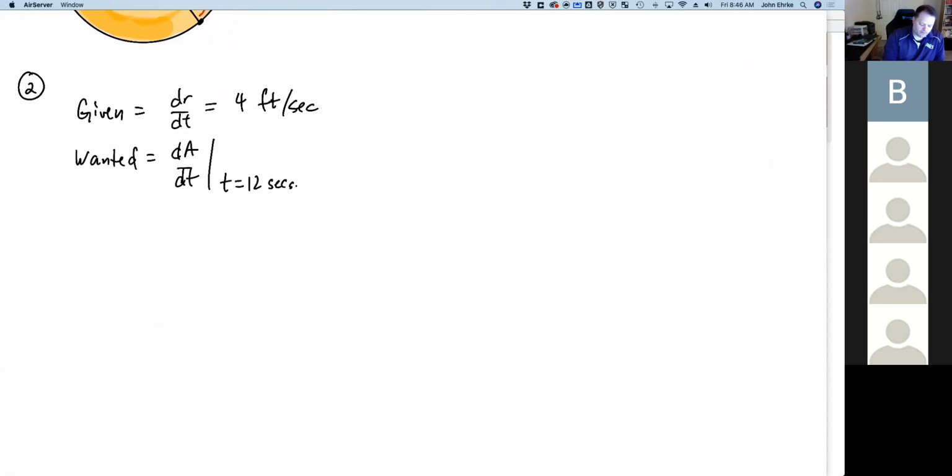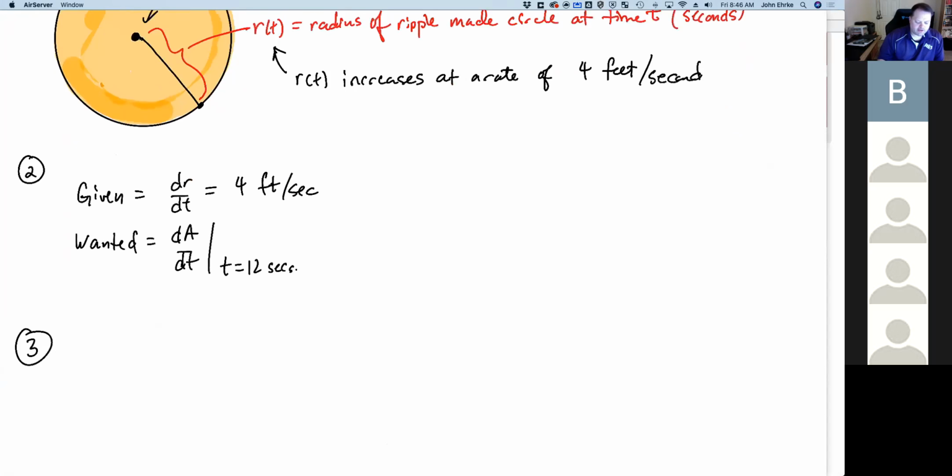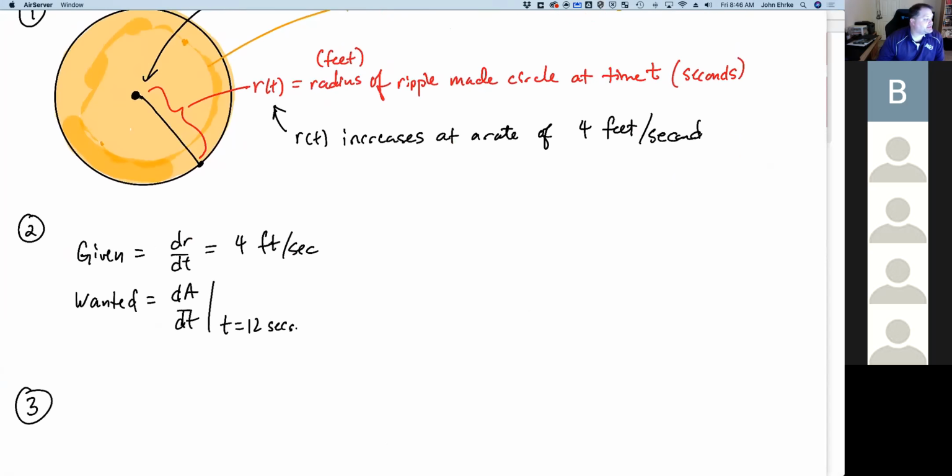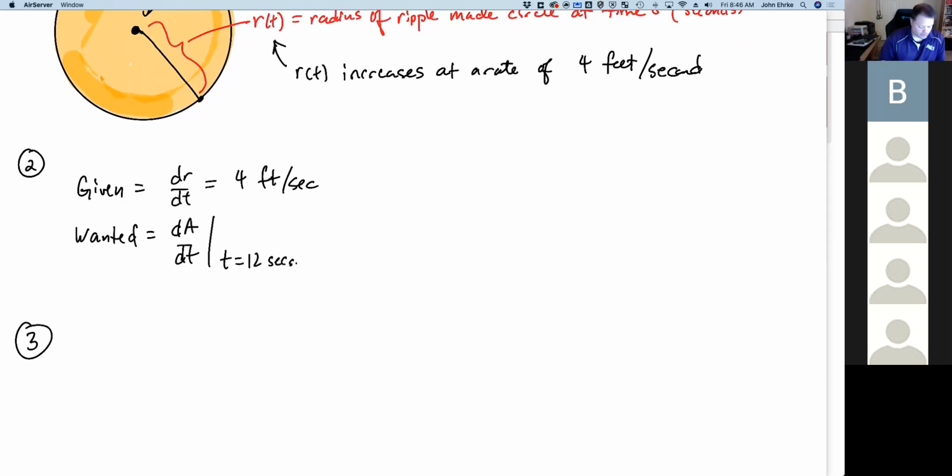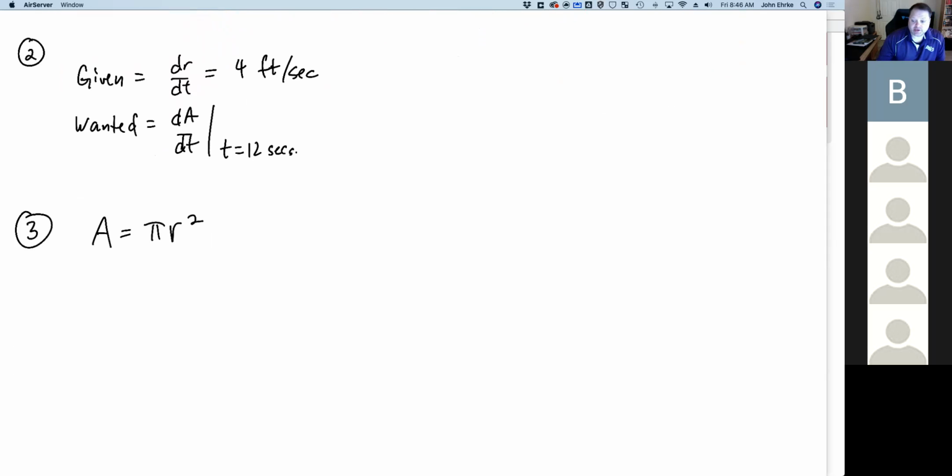Okay, so I need to find an equation that relates the area of a circle to the radius of a circle. And so per Zach's question earlier, this is something I expect you to know if you're in this course. The area of a circle is pi r squared. So step 3 was pretty easy here. What's different is A and R are both functions of time. So A is a function of time and the radius R is a function of time.